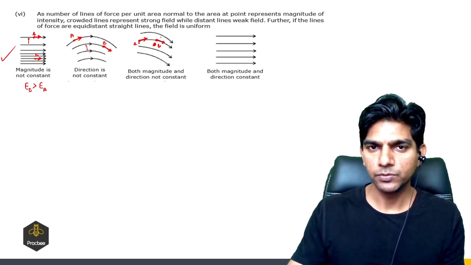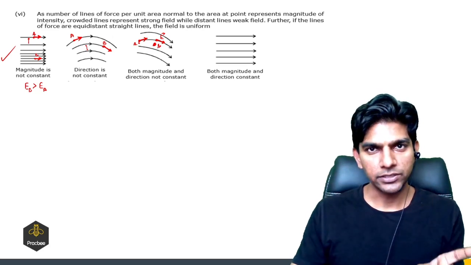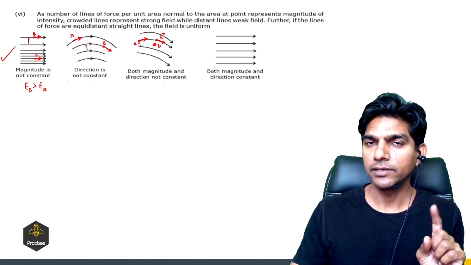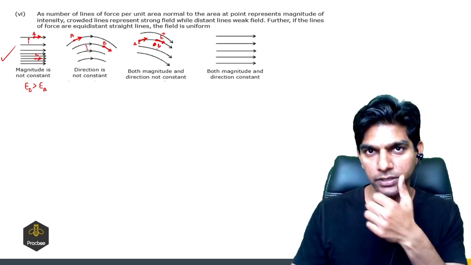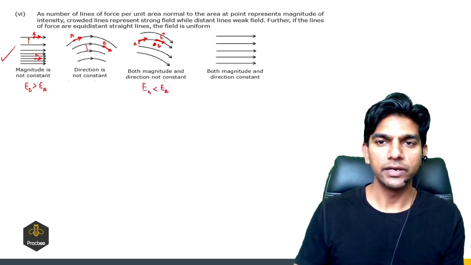So here the electric field is pointing in this direction. At A and B the direction has changed. Even the separation between the lines has also changed. At A, the electric field lines are quite close to each other, but at B, the lines are quite far apart. So we can say electric field at B will be weaker as compared to electric field at A.